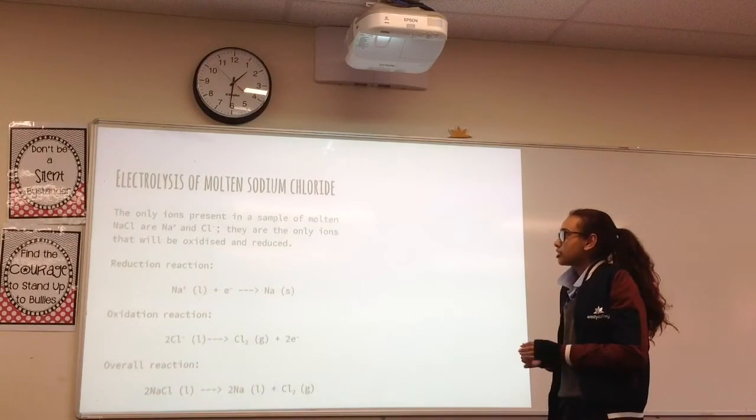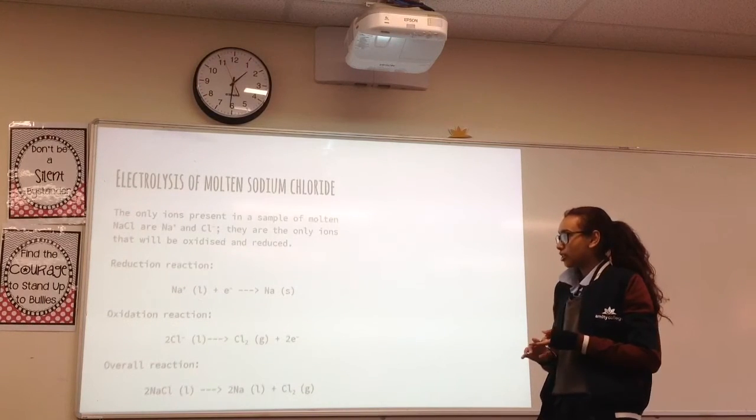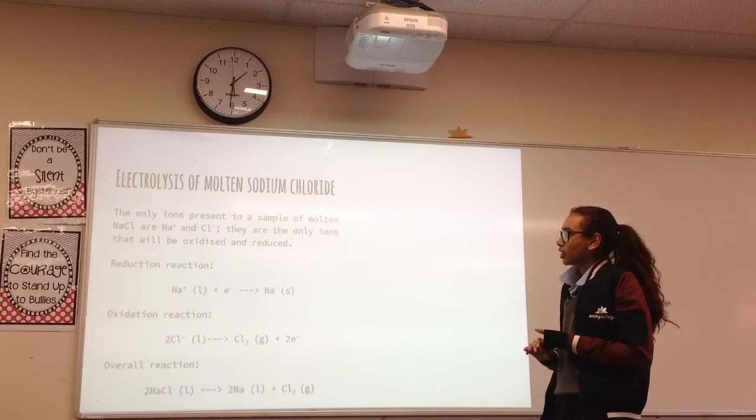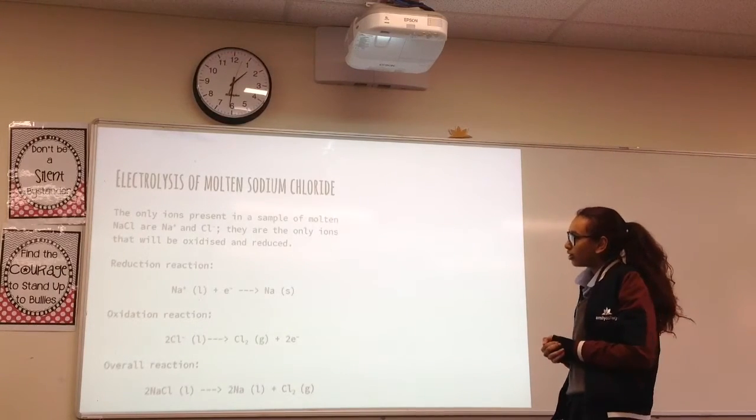Okay, so electrolysis of molten sodium chloride. The only ions present in a sample of this are sodium and chloride, and so they are the only ions that will be oxidized and reduced, and the following are just the equations for that.